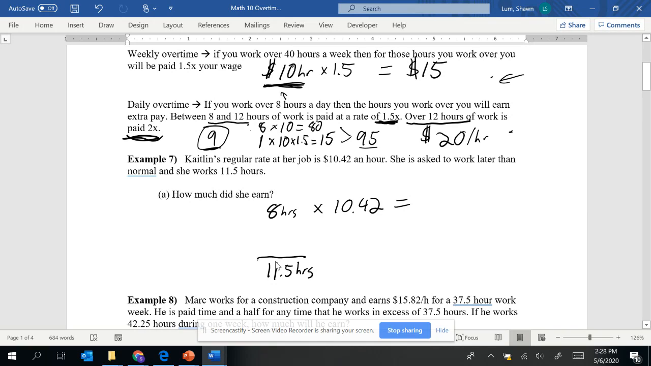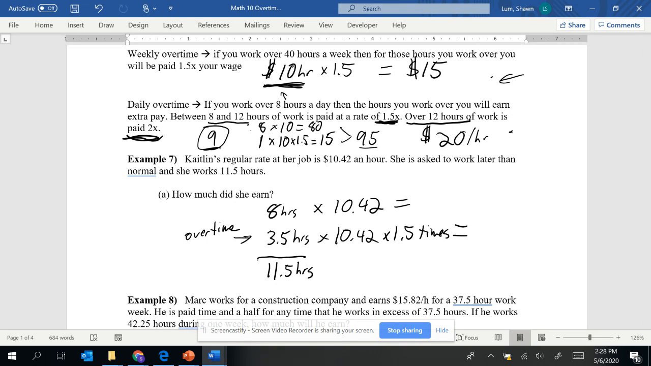Now she has some overtime right here. And so 8 plus 3.5 hours equals her total number of hours. These hours right here are overtime, and they are going to be paid by her wage, 10.42. And since they're greater than 8 hours, these 3.5 hours are the 9th, 10th, 11th, and 11 and a half hour. So they're going to be paid at a rate of 1.5 times.